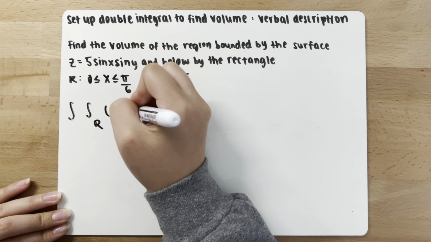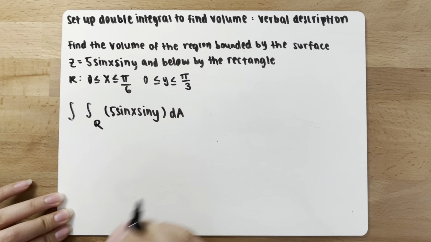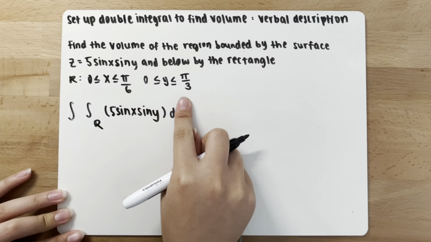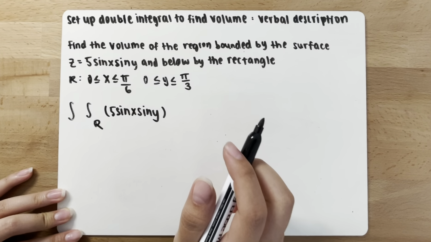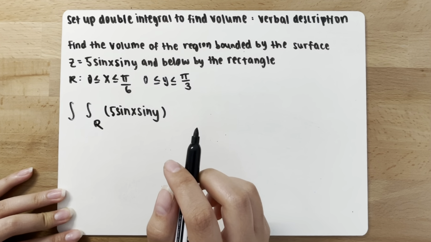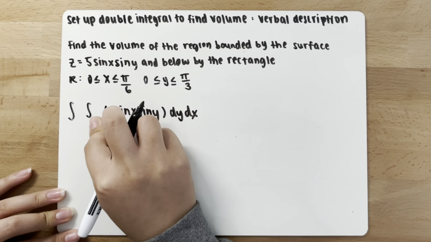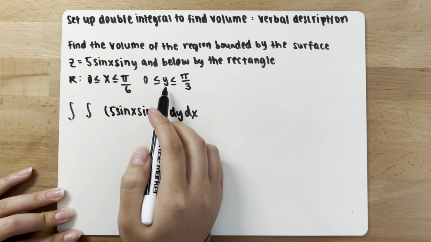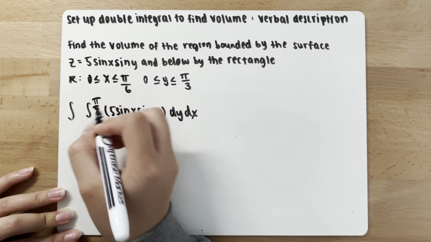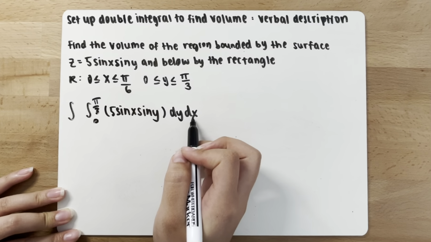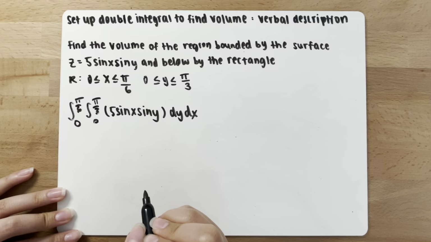Okay, so we're going to set up our integral: 5 sine x sine y dA. For the dA, we could pick between dx dy or dy dx. Last video I did dx dy. This video I'm going to do dy dx, which means that the inner boundary would be the boundaries of y. So the upper boundary of y is pi over 3, lower boundary is 0, and the boundaries of x would be pi over 6 and 0.